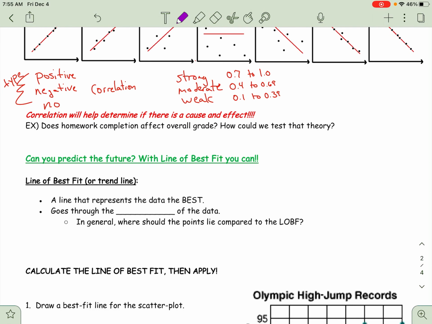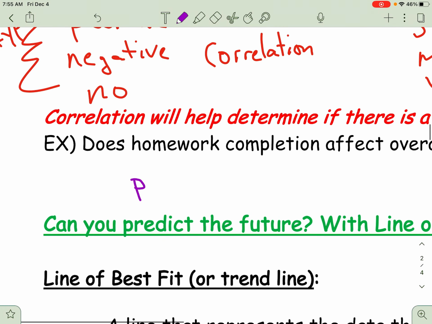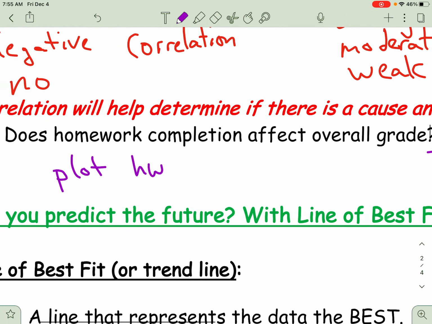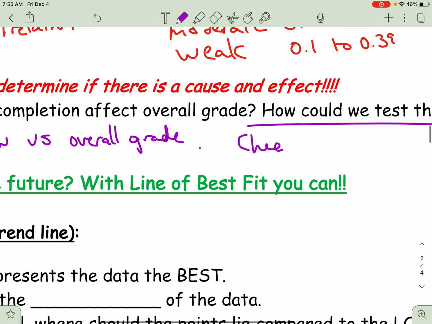All right, so correlation will help determine if there is cause and effect. Does homework completion affect overall grade? How could we test that theory? Well, we could plot homework versus overall grade, right? And then check the correlation coefficient.